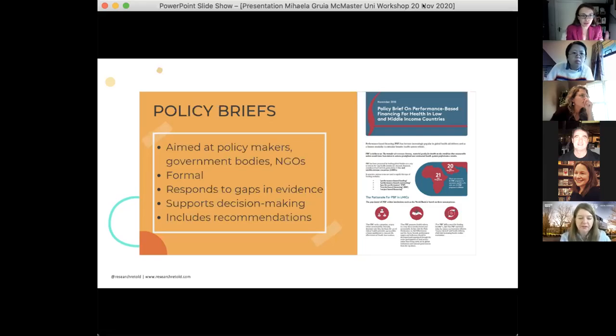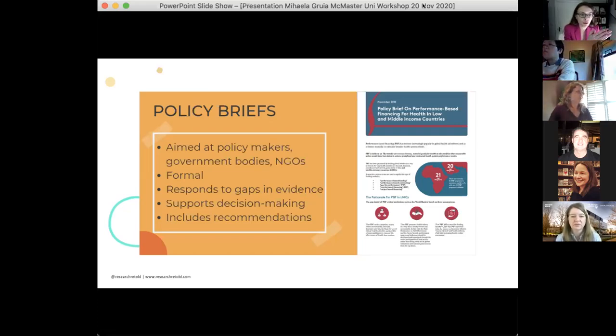So there were 8 health ministers in the room, and the researcher had 15 minutes to present the findings of a 3-year study in terms of challenges and opportunities with this particular way of financing health. So creating a short policy brief, 2 to 4 pages maximum, when you're really getting to the heart of the policy issue. A policy brief is a really good way to engage with government bodies, policymakers.